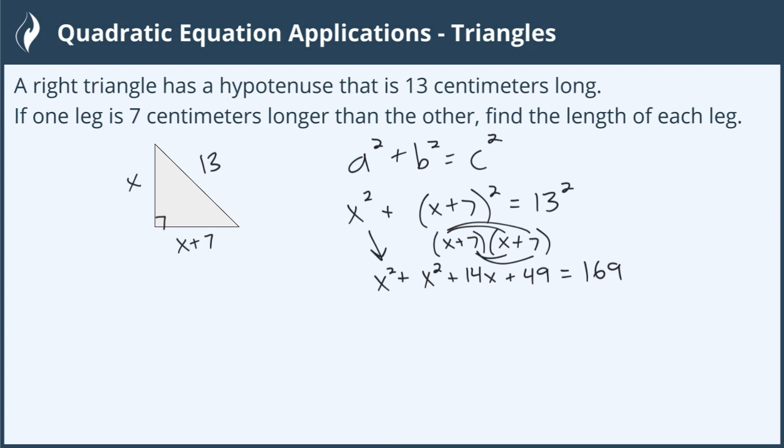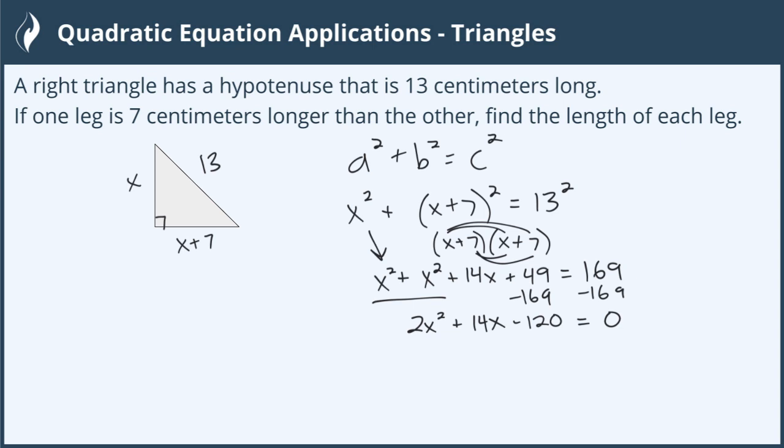And then we want to combine like terms. So we would add our x squares together to get 2x squared. And then we have plus 14x. And then right here, let's subtract the 169 over. And the reason we do that is because we want that side to equal 0. So we would take 49 minus 169. We'd get negative 120. And now we would want to solve from here.